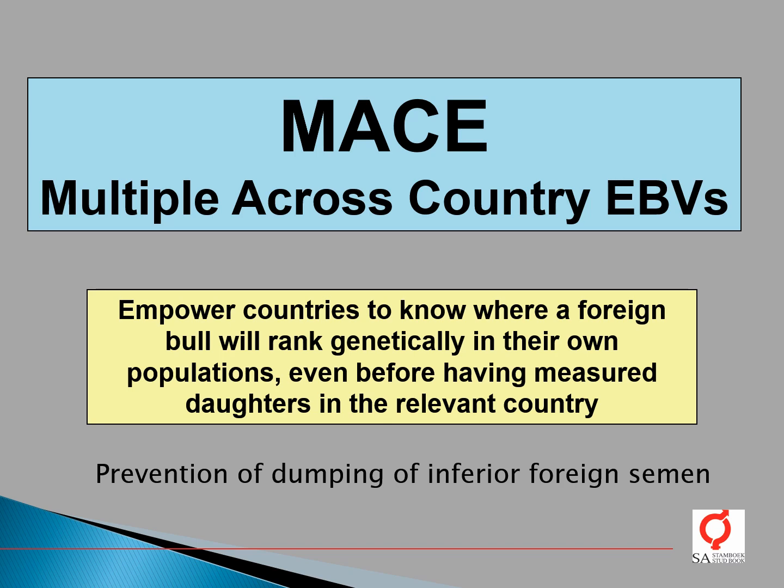Breeding values estimated from these international genetic evaluations are called MACE. MACE stands for Multiple Across Country Breeding Values, EBVs. MACE empowers countries to know where a foreign bull will rank genetically in their own populations, even before that bull has measured daughters in the relevant country. It is therefore a huge help to prevent the dumping of inferior foreign semen in countries.